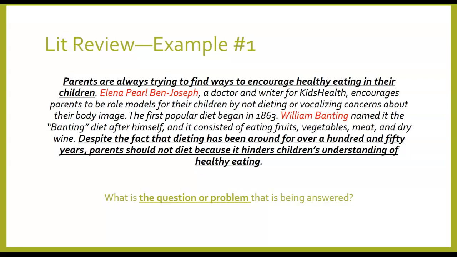So, my question is, what is the question or problem that is being answered in this paragraph? If you take a moment to think about it, just looking at the information that has been shared here, we know that the topic and the subject area is healthy eating and dieting and the relationship of parents with children, but there's not a clear question at issue, at least not the way it's expressed here. We just have the general subject area, and we have information about Elena Pearl Ben Joseph. We have information about how the first popular diet began. But none of these things really connect in any meaningful way to help us know the point that is being made or that we're leading up to.